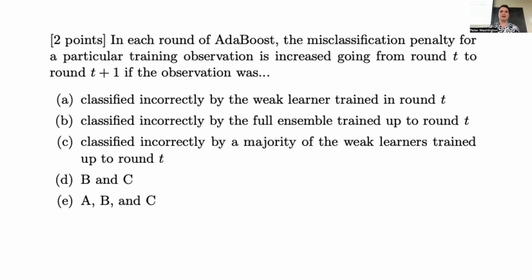This is just another question from a previous exam from some other school. In each round of AdaBoost, and remember you'll have your notes, the misclassification penalty for a particular training observation is increased going from round T to round T plus 1 if the observation was... that's one of the random forest like approaches we learned in the ensemble learning class.